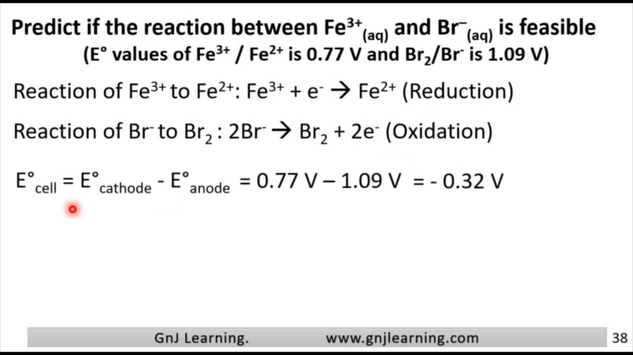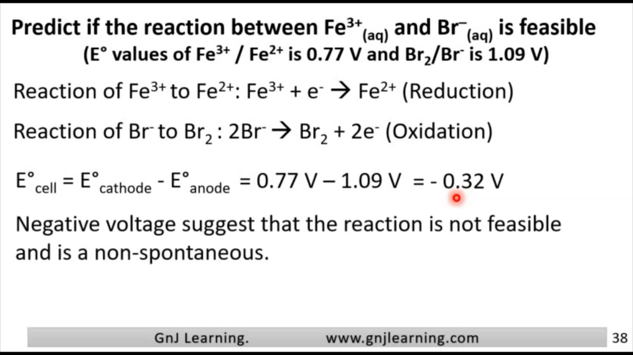E0 cell is equal to E0 cathode minus E0 anode, that is the value of Fe, 0.77 volt, minus the value of the anode, that is 1.09 volt, which is equal to minus 0.32 volt. Negative value. That means the reaction is not feasible and is not spontaneous.